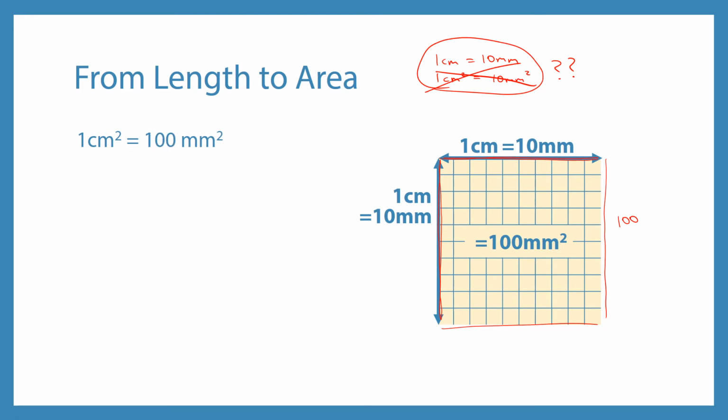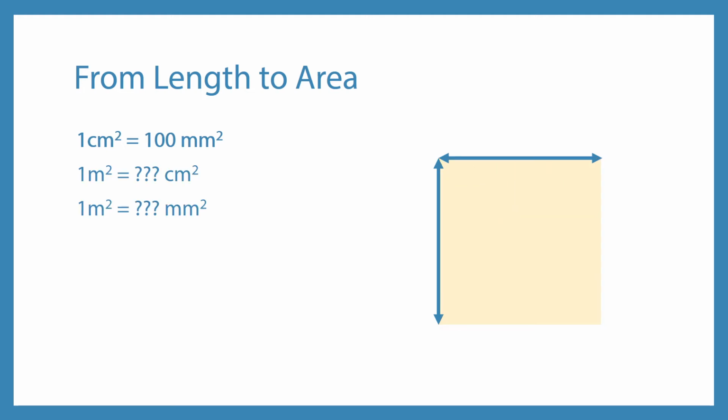Okay, and that means that we have 100 of these squares, and each of these squares equals 1 millimeter squared, which means that across here we have 1 millimeter, and across here we have 1 millimeter.